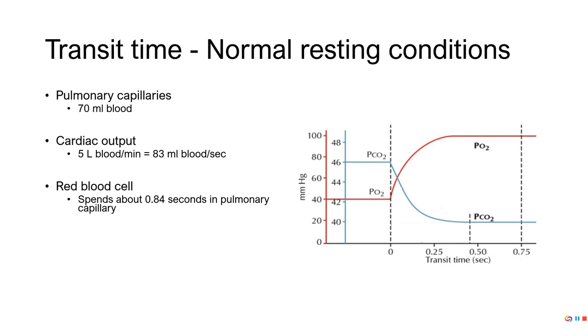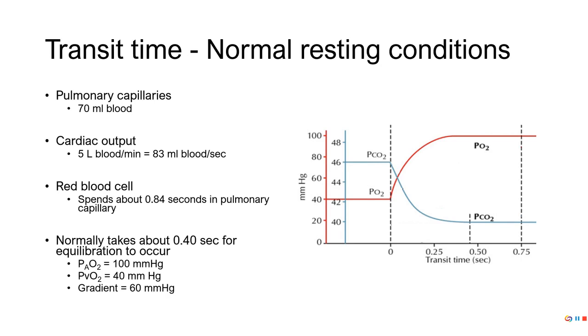Well, the nice thing is it only takes about 4/10 of a second for equilibration to occur, and that's shown here by this line. So this is about 4/10, and that's where we've got equilibration. This is true when alveolar oxygen is 100 and venous oxygen is 40. Remember, we've got that deoxygenated blood coming in through the pulmonary artery. We've got a gradient of about 60.